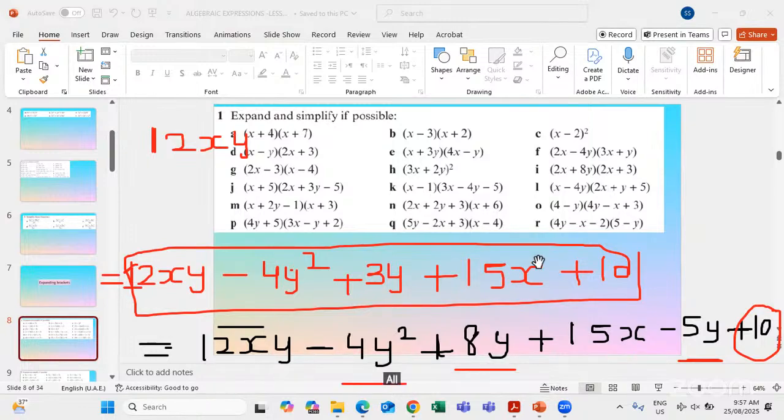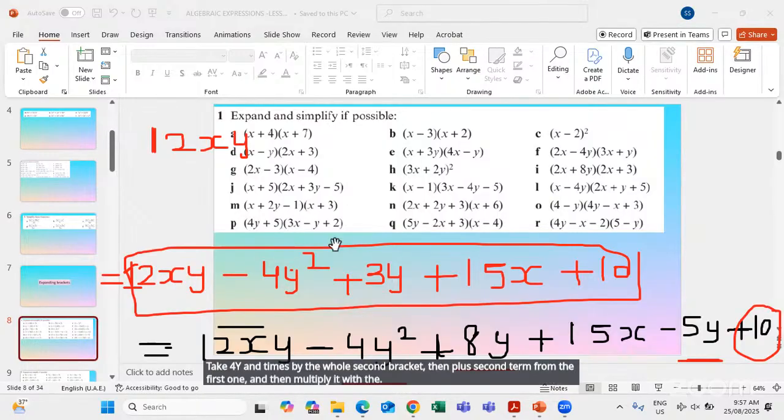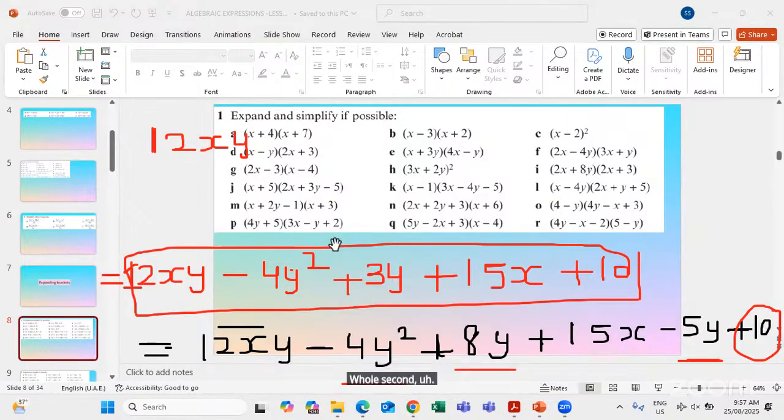All the questions you can solve like this. You can start with the first bracket, take 4y and multiply it by the whole second bracket, then plus the second term from the first bracket, multiplied with the whole second bracket.